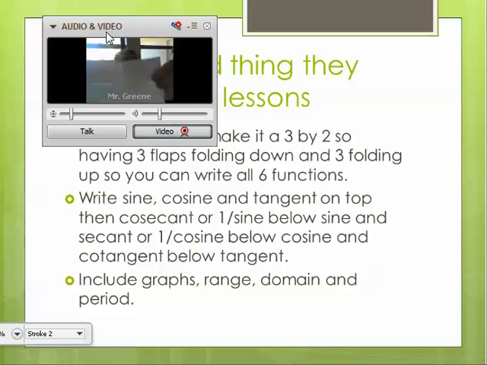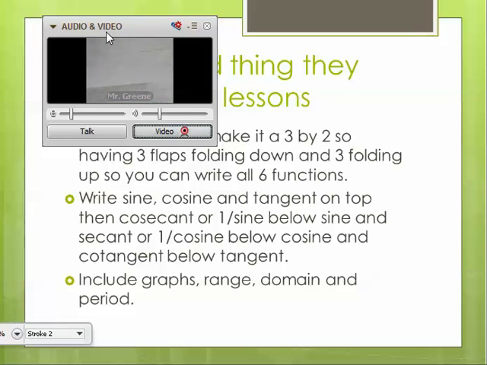Okay? My 6 little windows have in them the, let's see here, sine, the cosine, the tangent. And then below the tangent I wrote the cotangent. And below the cosine, I wrote the secant. And below the sine, I wrote the cosecant. And what I did on the inside was all that little data that I had just written about, I wrote in there, plus graphs and things like that, so that I could remember them.